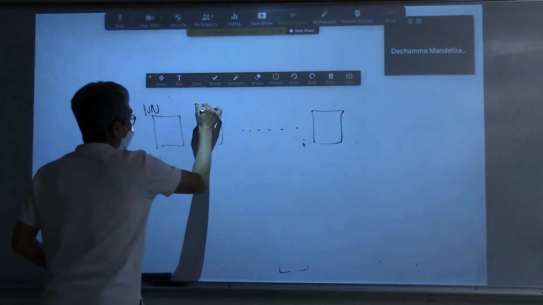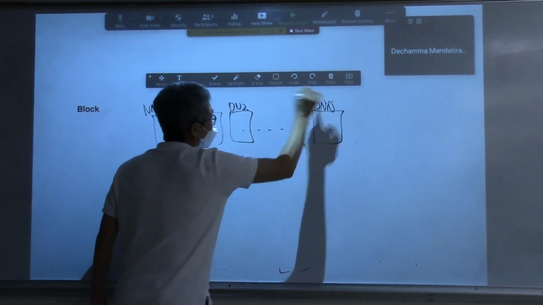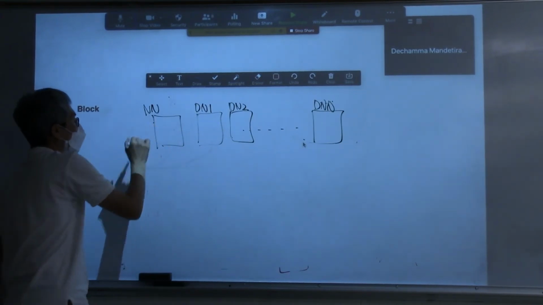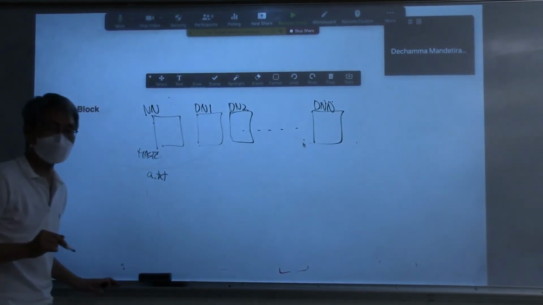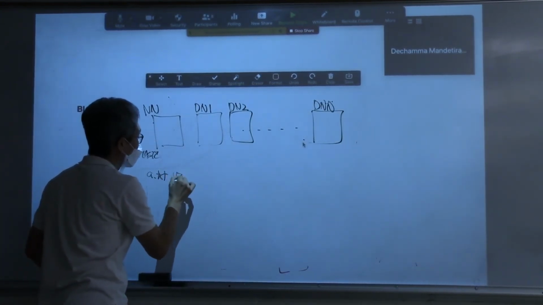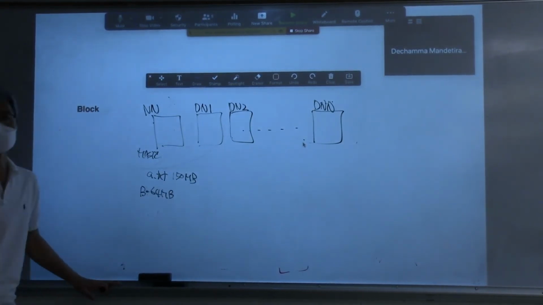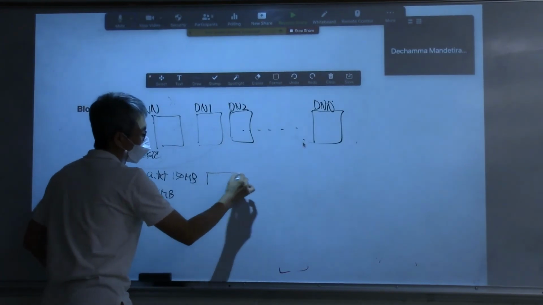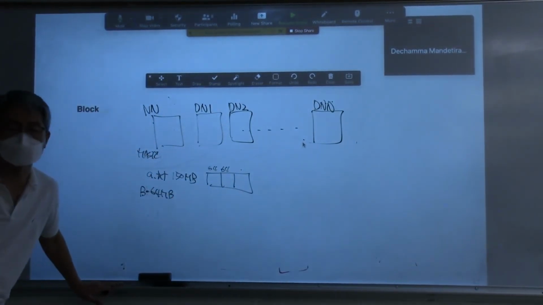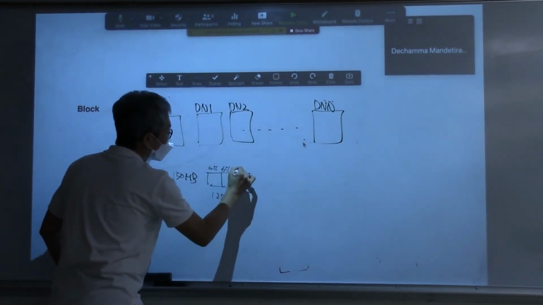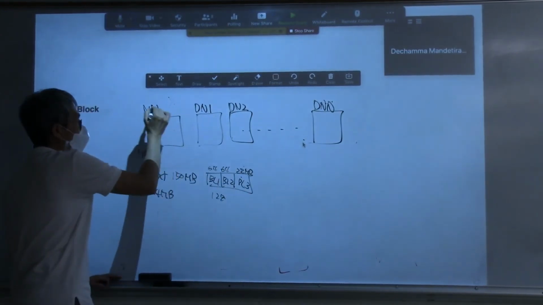This is the naming node, the master node. Data node 1, data node 2, and data node, let's say n. So we have n number of data nodes with one master node. When you upload the a.txt file, let's say it is 150 megabytes, and we use a 64 megabyte block size. How many blocks do we need? 3 blocks: 64, 64, and the last one doesn't have to use the entire 64, only 22 megabytes. So block 1, block 2, block 3.